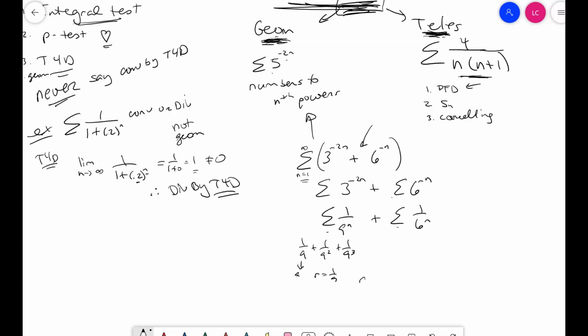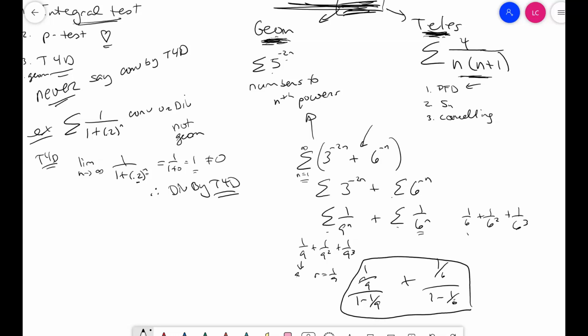And so a, which is 1/9 over 1 minus r, 1 over 1 minus 1/9, that's the sum for this one. This one here, if I write out the first 3 terms, this would be 1/6 is the a, and the r is 1/6 as well. So this is a beautiful answer for this. So if there's addition or subtraction in between, split it up into two separate sums.